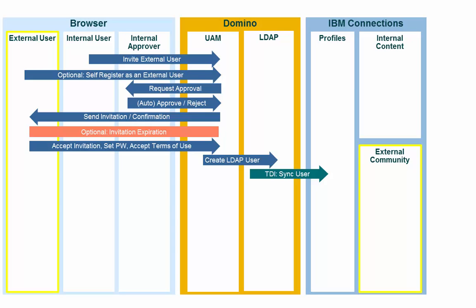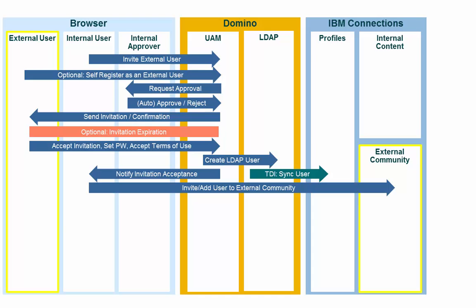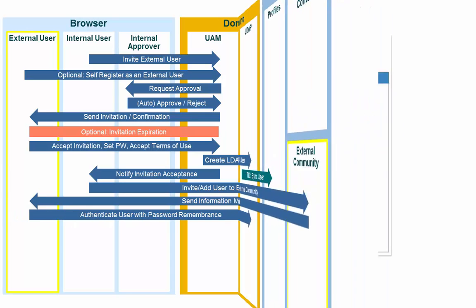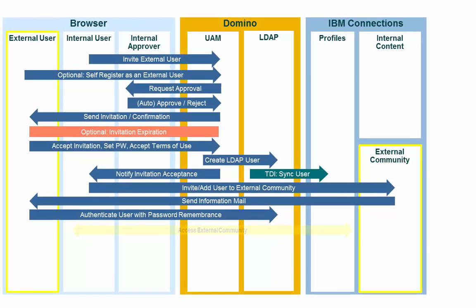The internal user is being informed that the external user has accepted the invitation and should add the external user to an external community. The external user will then receive a notification mail. When the external user authenticates, they can choose to remember the password, so they won't have to sign in again and again. Now the external user has access to the external community, and internal users and the external user can start collaborating.